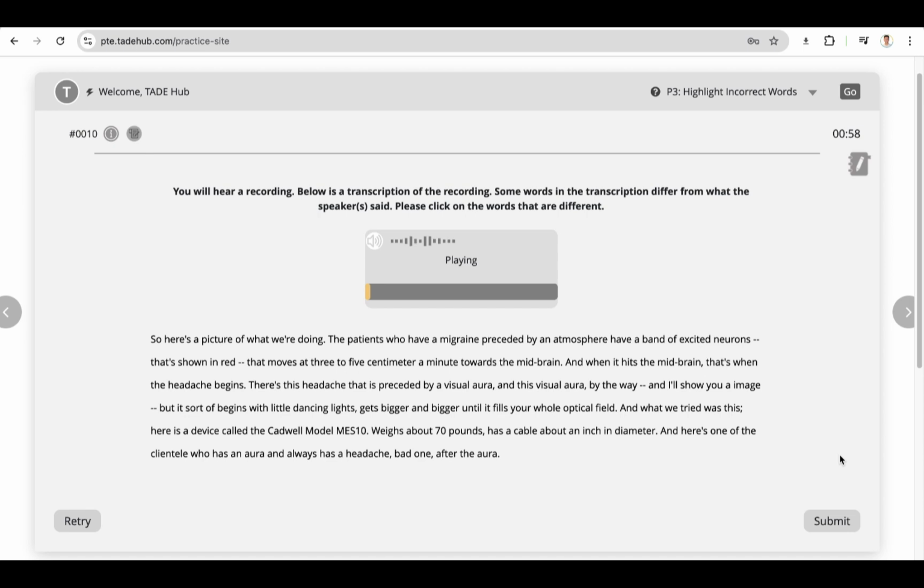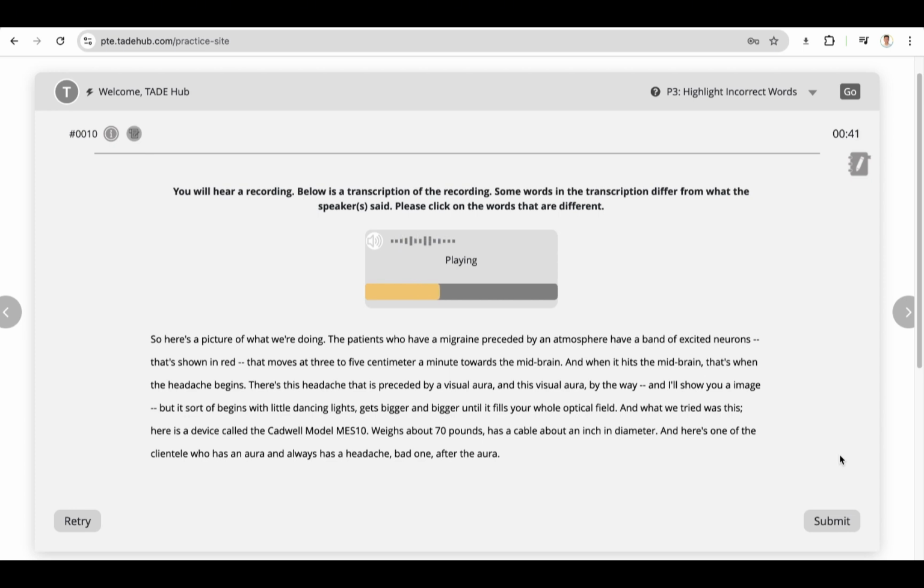So here's a picture of what we're doing. The patients who have a migraine preceded by an aura have a band of excited neurons, that's shown in red, that moves at 3 to 5 millimeters a minute towards the midbrain. And when it hits the midbrain, that's when the headache begins.